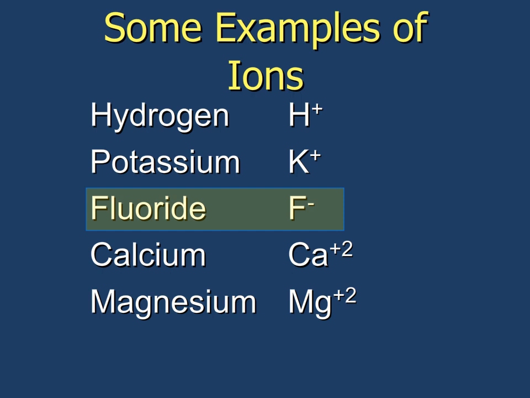Fluorine has a negative charge. How did it get that? Well, it received an extra electron. And finally, let's look at calcium. Calcium has a positive 2 charge, and this indicates that it's given up 2 electrons.